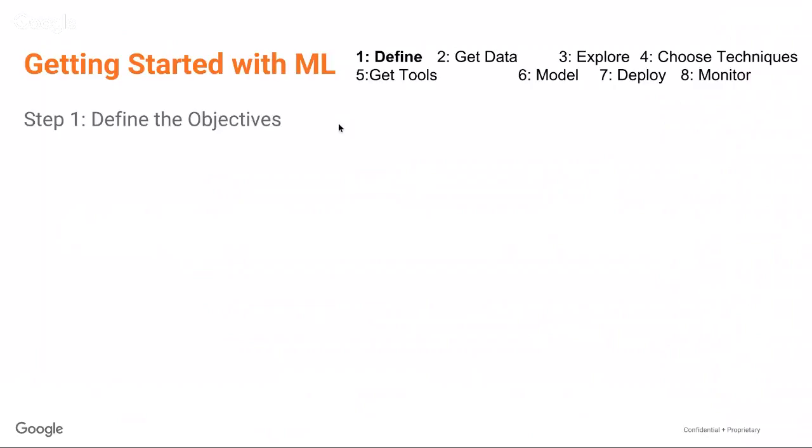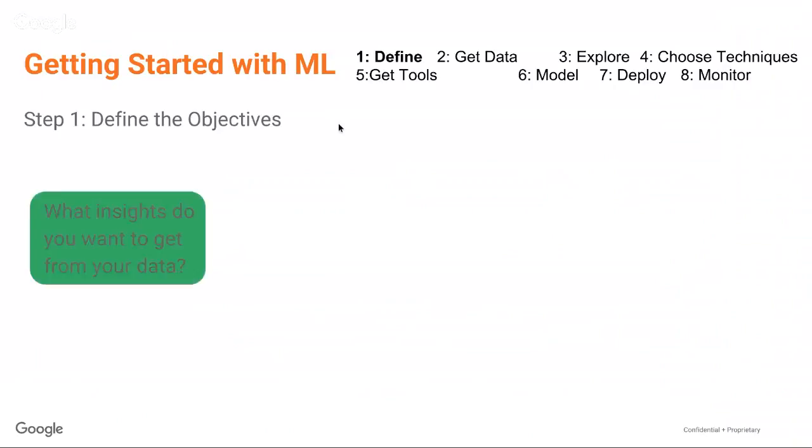Now, let's talk about step one: you need to define the objectives. That is, what insights do you want to get from your data? Once you have decided what insights you want to get from your data, the second thing you need to ask is, do you have labels for the data, or do you know what that data is?